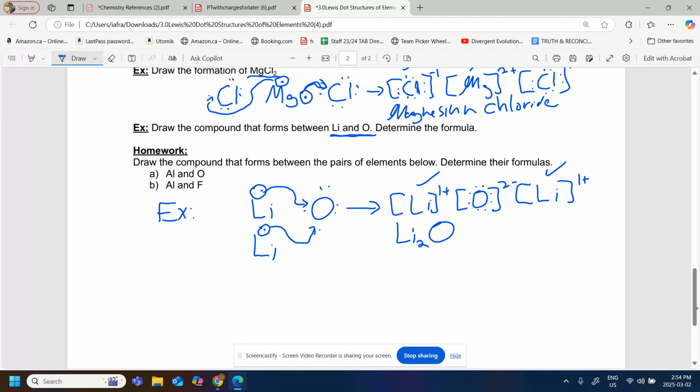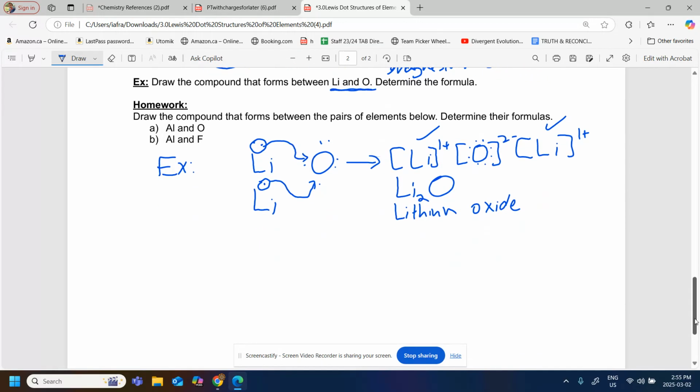So if you want to name this, you would name the metal first, lithium. And then oxygen, you would change its ending to oxide, IDE. So you can pause the video and you can try the compound that forms between Al and O, and then between Al and F.